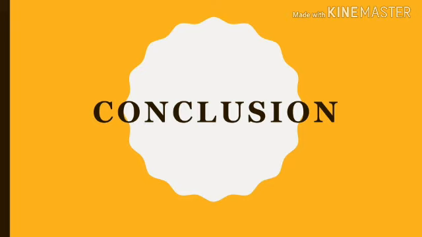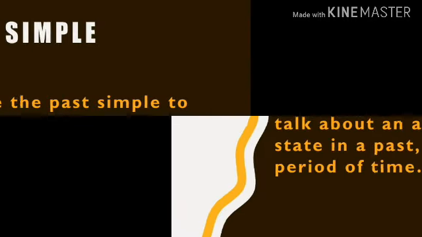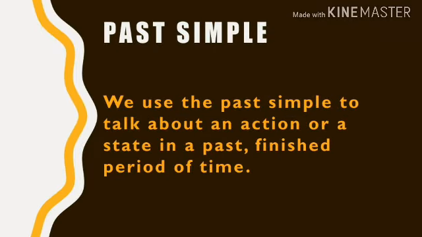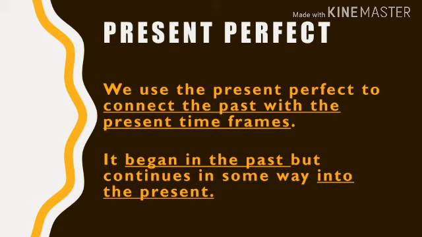Alright, it's time for the conclusion. Past simple. We use the past simple to talk about an action or a state in the past and finished period of time. And present perfect, we use it to connect the past with the present time frames. It began in the past but continues in some way into the present.